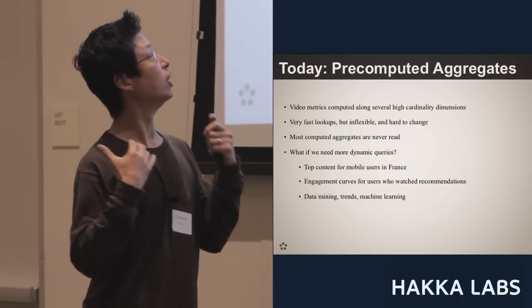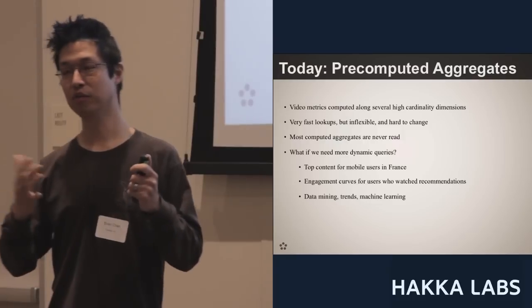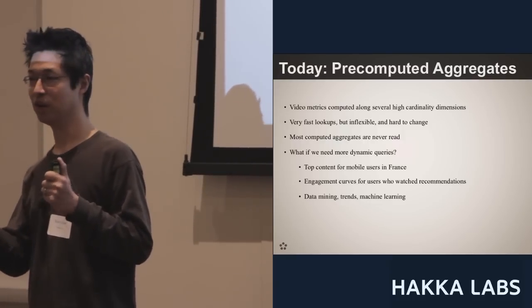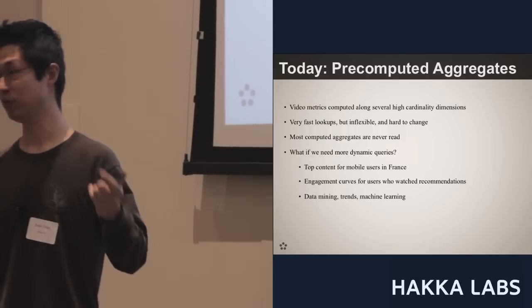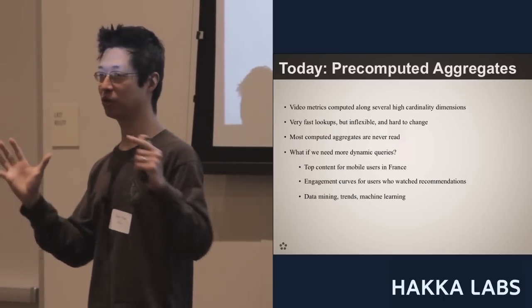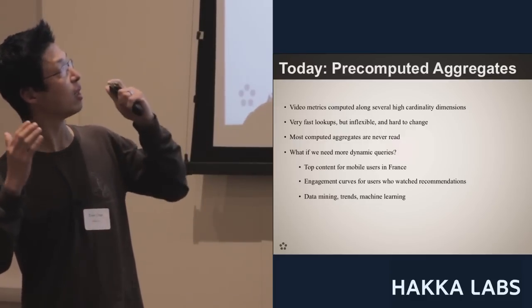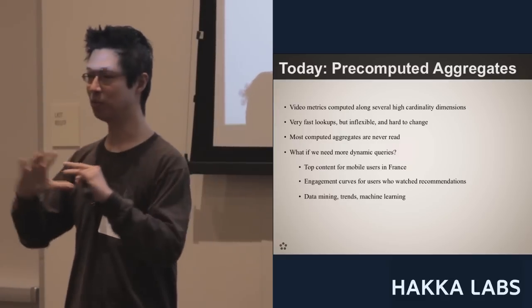And what happens if we need to do more dynamic queries? For example, one of the dimensions is geo, for example, cities. Another one might be the type of device we were using, such as mobile versus tablet. What if I wanted more complex queries, such as I want to find out the top mobile users in France or something like that? So that involves a cross product.